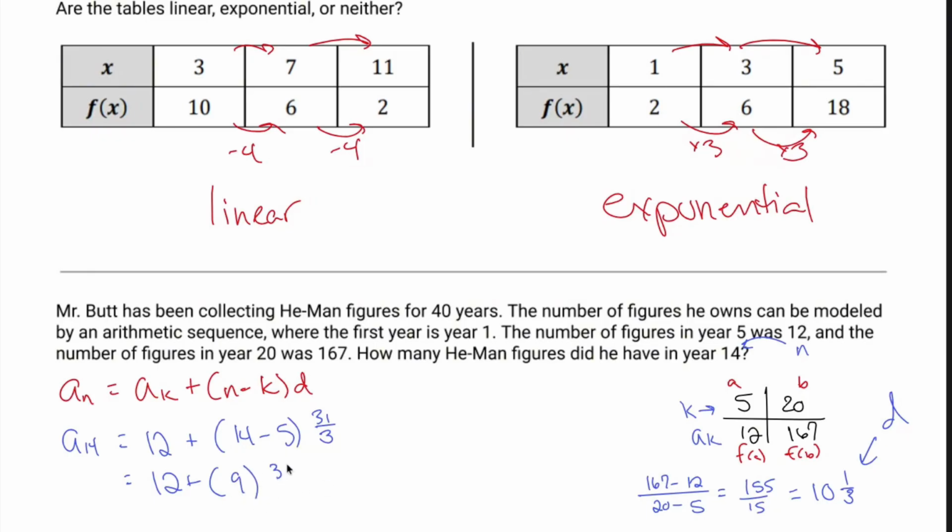9 times 31 over 3 is going to be, cross you out, make it 3, 93. 12 plus 93 is going to be 100. No way, 101, my favorite amount of Dalmatians. I should have made this about Dalmatians and not He-Man figures, and instead of Mr. Butt, I should have called it Cruella de Vil.